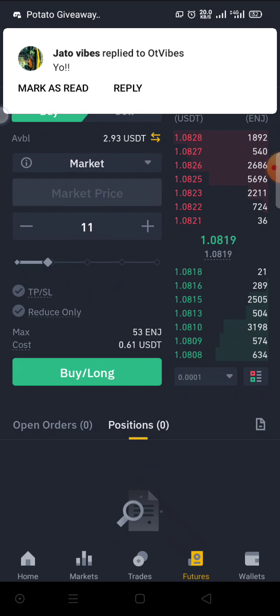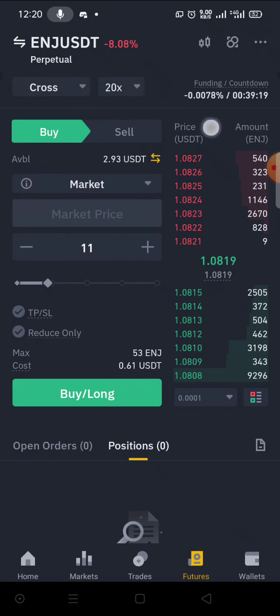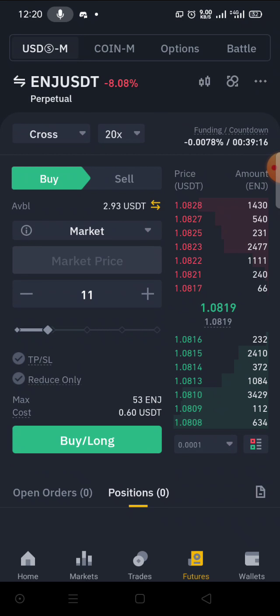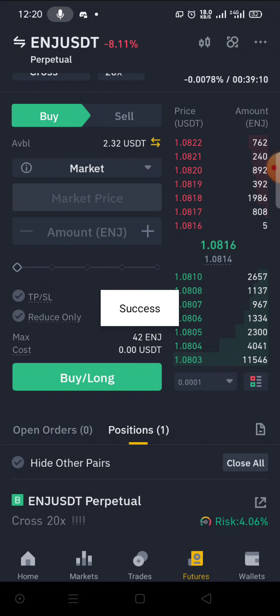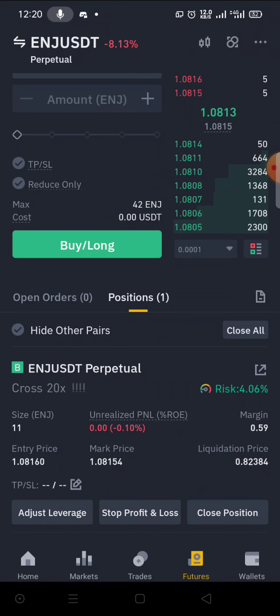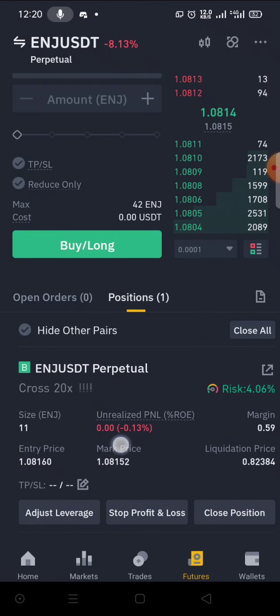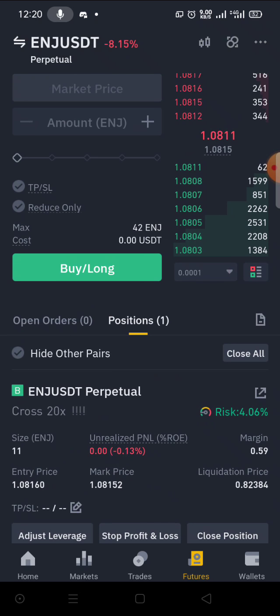Remember, we are solely talking about the cross. Once you understand the cross, you understand the isolated. Now I'll click on buy long. Now I've succeeded in buying this coin. I have a position in the trade. Now look at this coin. I'm down by 0.10 cents, 0.13%. And I spent just $0.59, 59 cents.